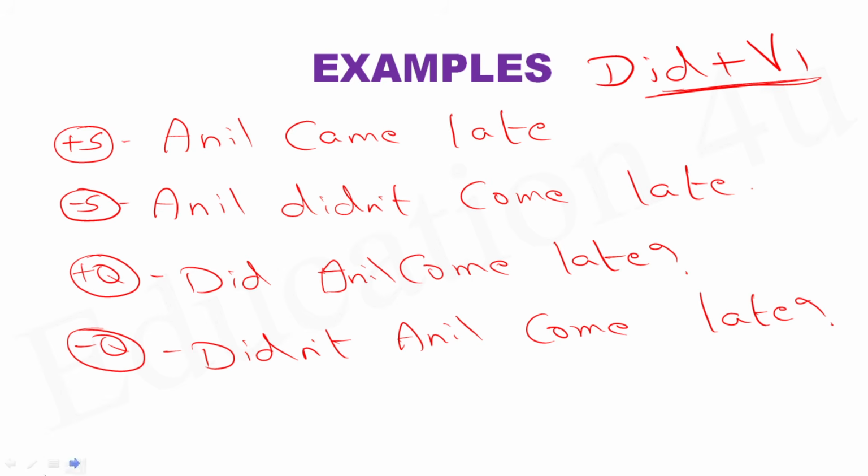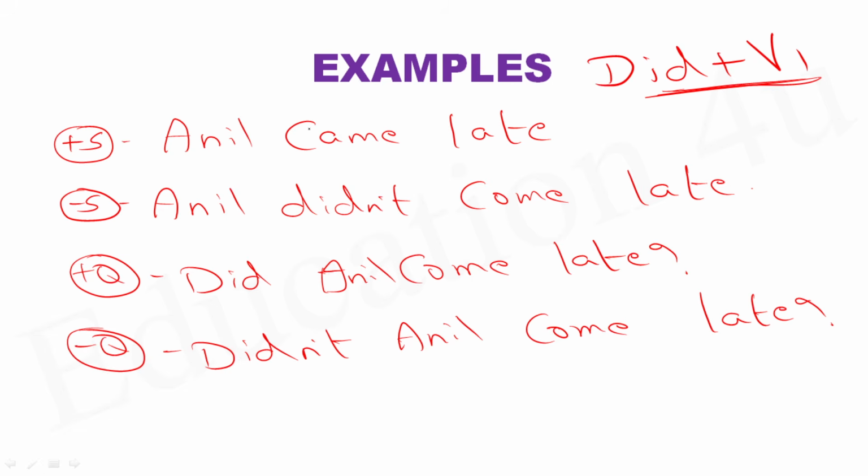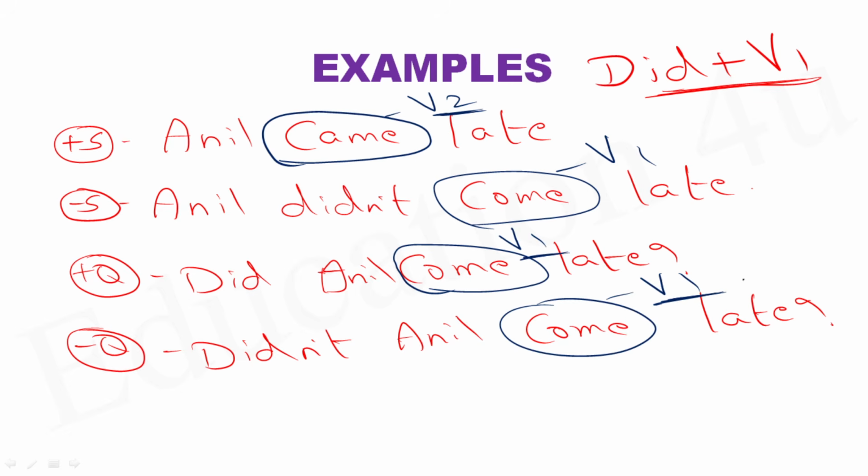Now again, like I have mentioned just a while ago, my dear friends, this is something very interesting. Anil came late is a positive statement. Here, the verb is in the second form. Anil didn't come late. Here, come again, which is in the first form. Here also, did Anil come late? Come is the first form. Didn't Anil come late? Again, come is the first form. How beautiful and how easy and how interesting this concept is.